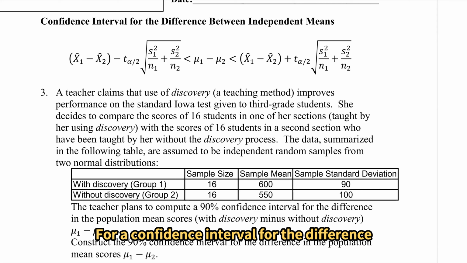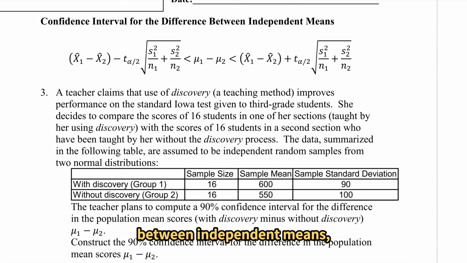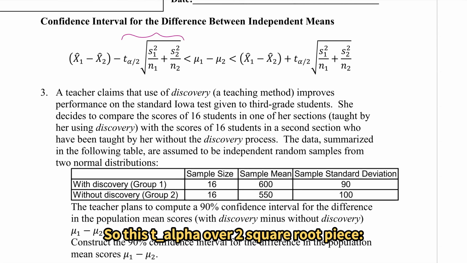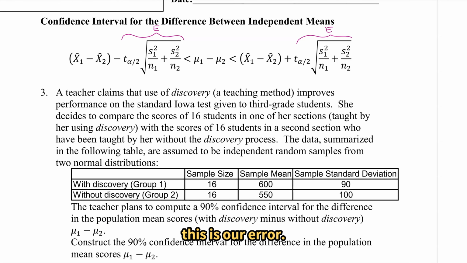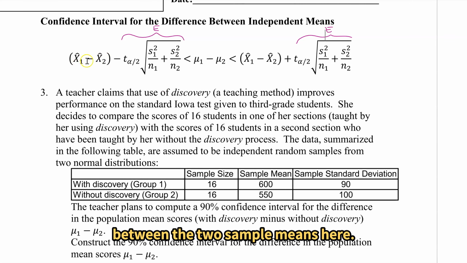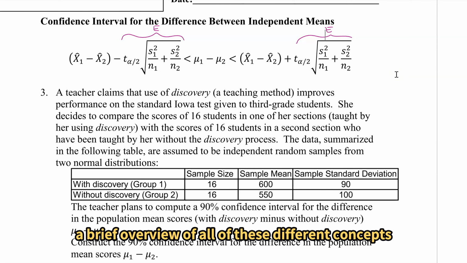For our confidence interval for the difference between independent means, here we've got that error built into our inequality. So this t alpha over 2 square root piece, this is our error. And we've got the difference between the two sample means here. Difference between the sample means minus the error, difference between the sample means plus the error. That's how we would form our confidence interval. We're just going to do a brief overview of all of these different concepts first.